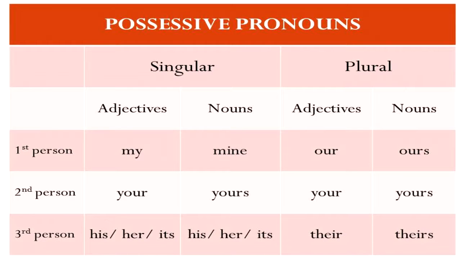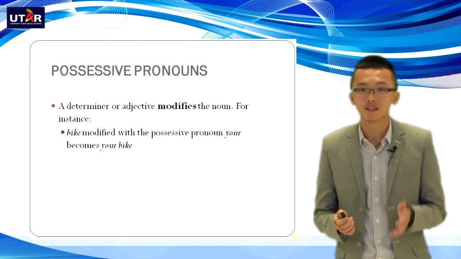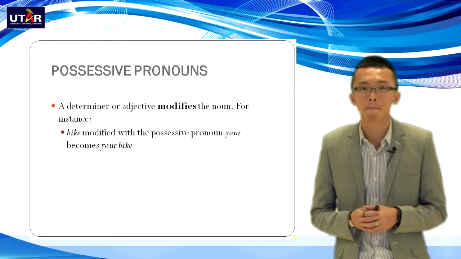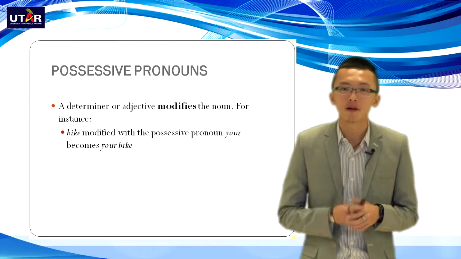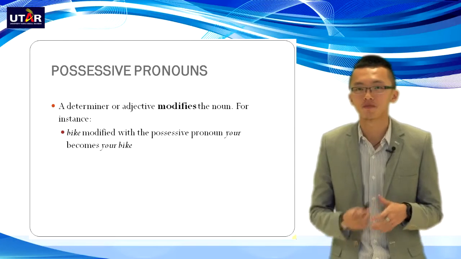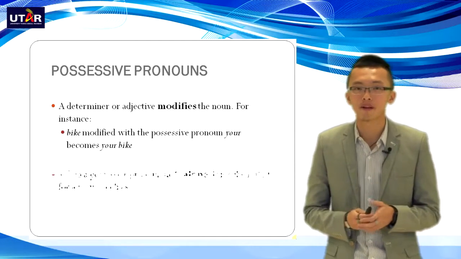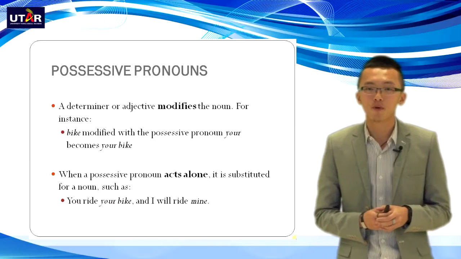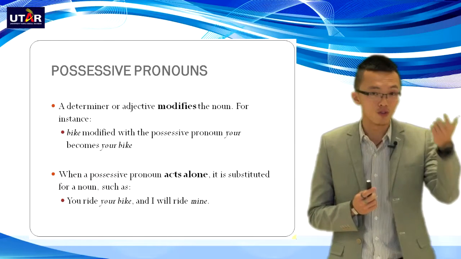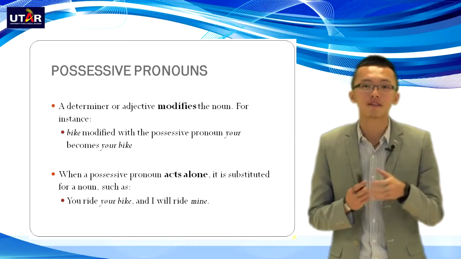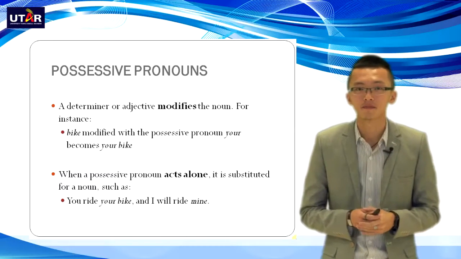Now remember that I mentioned that possessive pronouns can be used as an adjective, determiner, or can stand alone. Now an adjective, as we know, modifies the noun. For example, bike modified with the possessive pronoun your becomes your bike, referring to the bike as belonging to someone. Now, a possessive pronoun that acts alone is substituting a noun, such as you ride your bike and I will ride mine, referring to the bike that belongs to me or the other person.